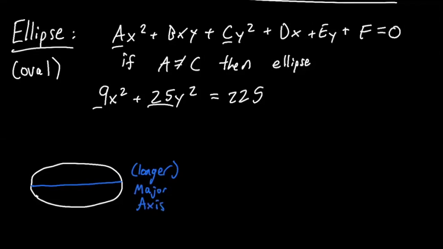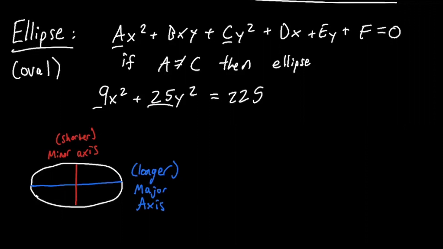So two axes: the major axis, which is the longer part of the ellipse. We also have the minor axis, so the shorter axis is the minor axis. So we're describing our ellipse using two different axes. The longer one is the major, the shorter one is the minor.